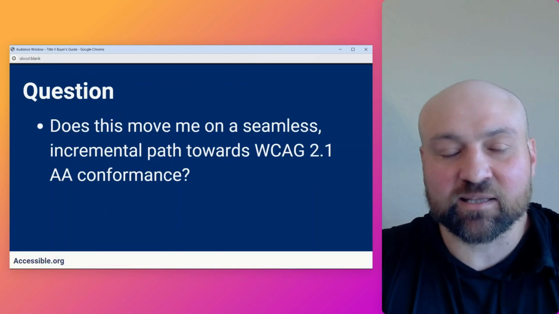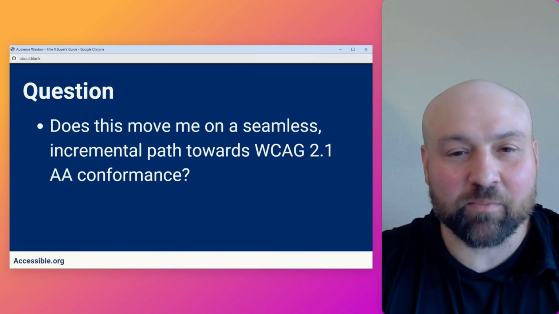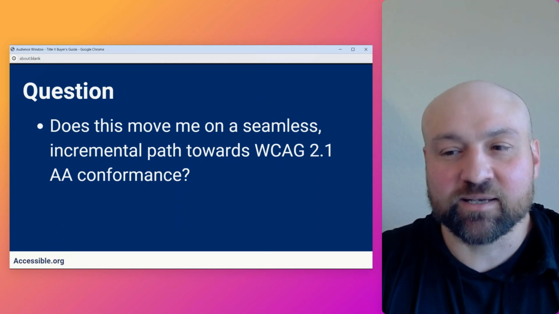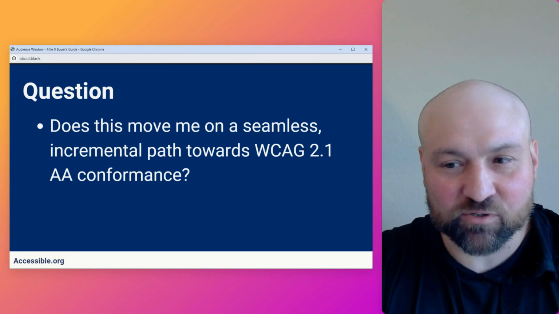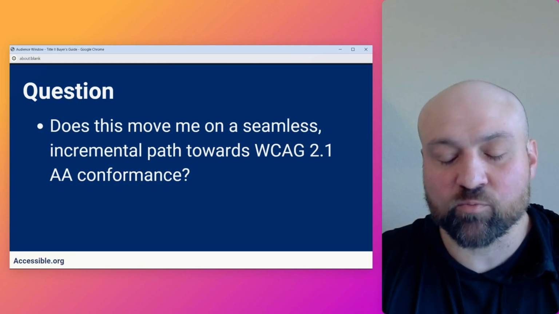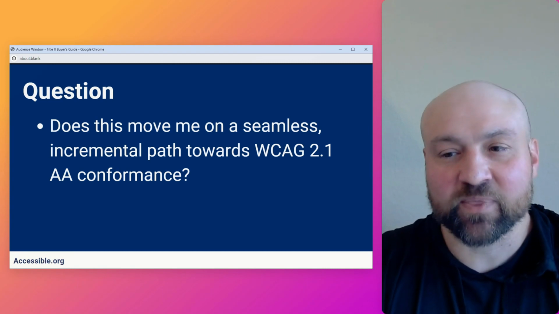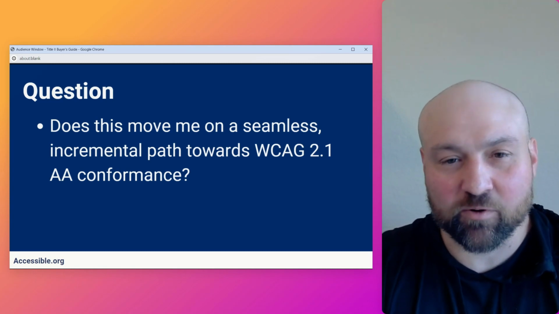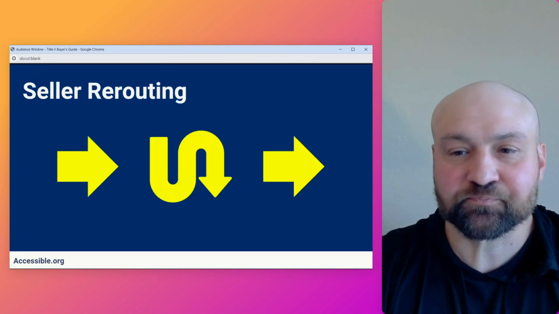So it is so important that you are aware of what is going on in digital accessibility. And on this next slide, I have a question to pose to you to keep in mind as we're going through this presentation. Does this move me? Does this product or service move me on a seamless incremental path towards WCAG 2.1 AA conformance? That is the question you should have in mind as you are researching different sellers.